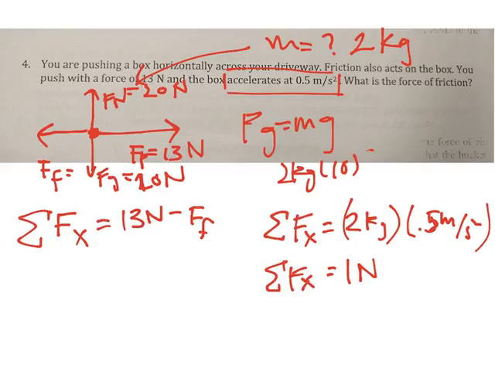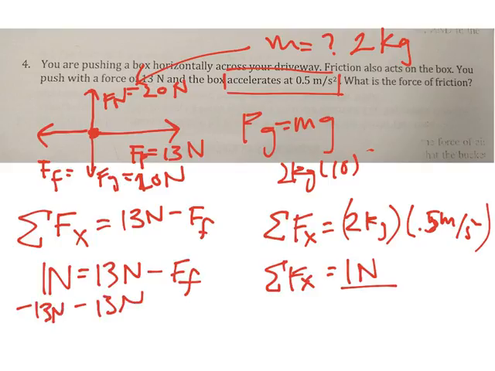Given that, how big is your friction? We can go back in and plug in 1 for our total force, 13 newtons minus our friction force. To solve this, we need to get friction alone, so you subtract 13 from both sides. You get negative 12 is equal to your friction force. So the friction force backwards, since the net force is 1, the force going in the opposite direction of your force of 13, would be 12.